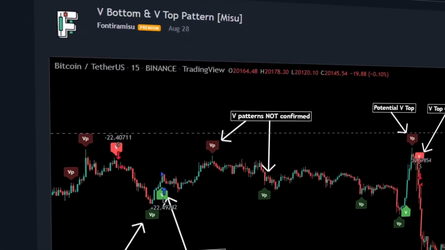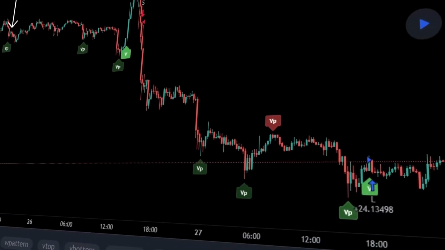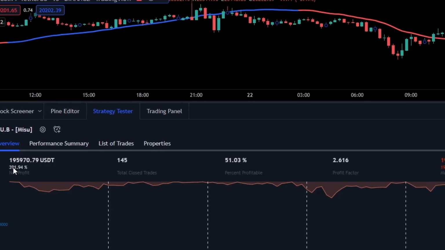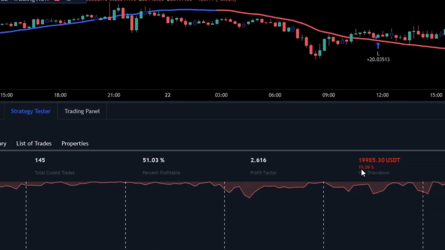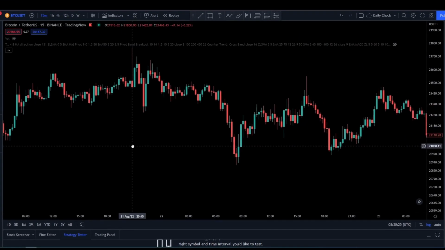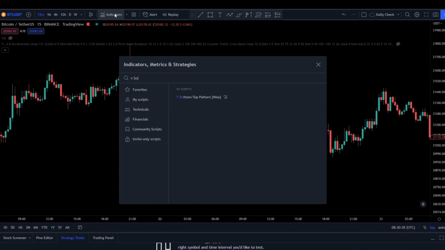Hi guys, today we are going to dive into the V-bottom and V-top pattern indicator. We will see that with a good strategy, we can achieve great results with a 400% net profit and a 19% maximum drawdown. So first go to TradingView, then Indicator, then search for V-bottom.